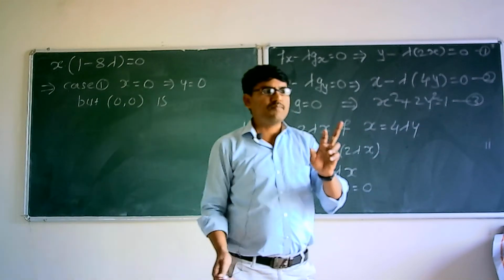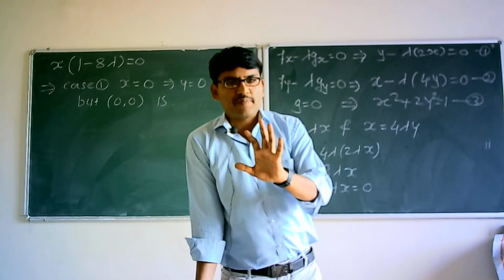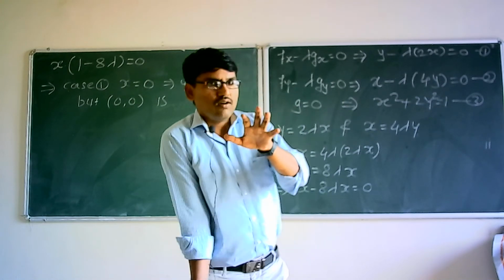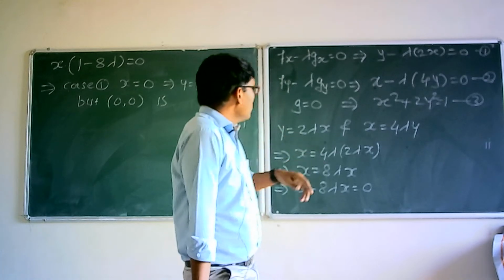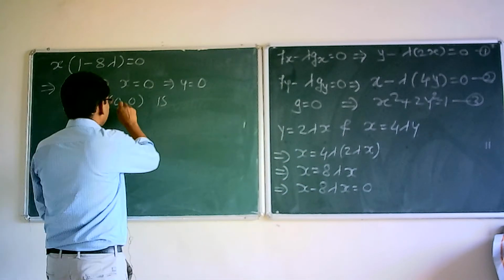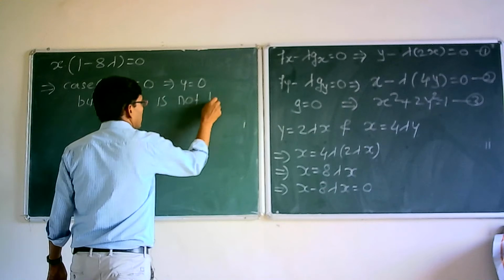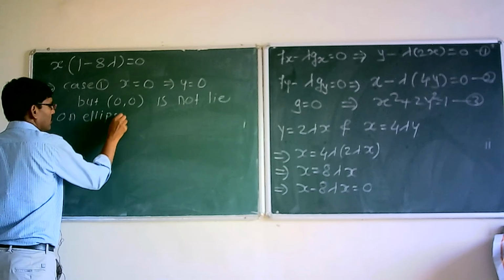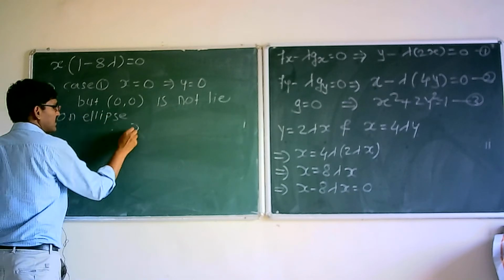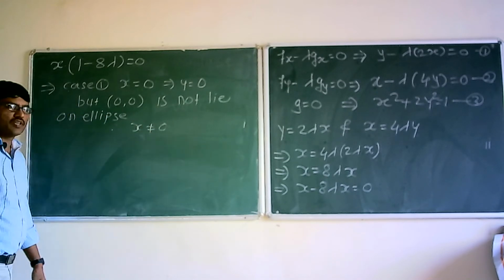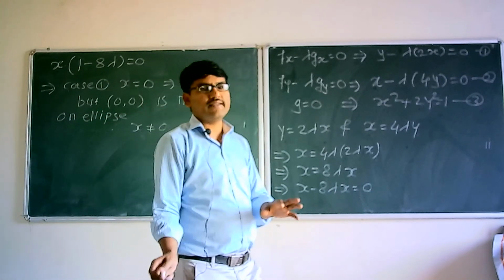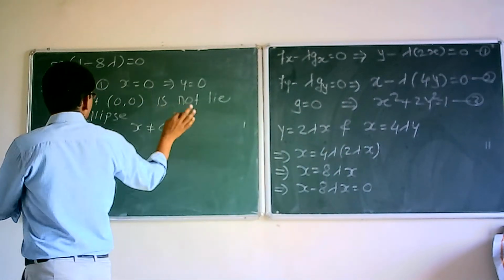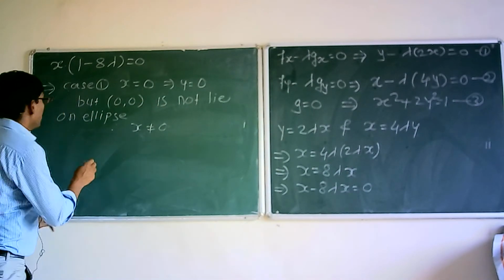We want our xy to satisfy the equation of the ellipse, that is, it must lie on the surface of that curve. So (0, 0) does not lie on the ellipse, so x is not equal to 0. We want to determine x and y such that they also satisfy the equation of the ellipse. Here (0, 0) does not satisfy the equation of the ellipse, so x is not equal to 0.